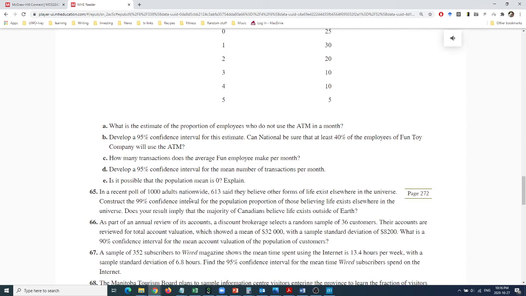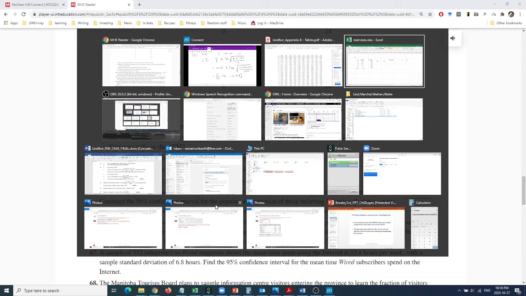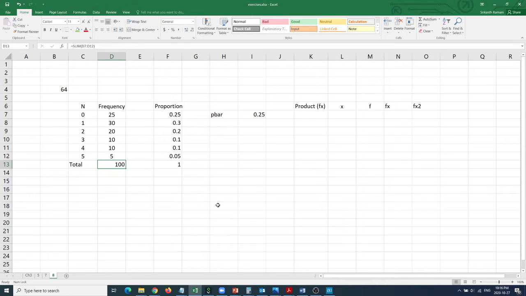And part C: how many transactions does the average Fun Toys employee make per month? And to find out the average, you need to go back to chapter number 3, I believe, just because this is a frequency distribution. Try and find out the means and medians. Page number, I believe, 97 and page number 98. Okay, so these are your frequency distributions, and let's actually find that out.